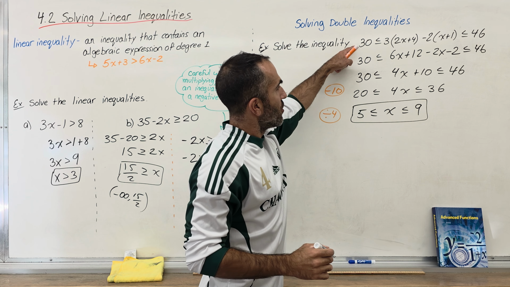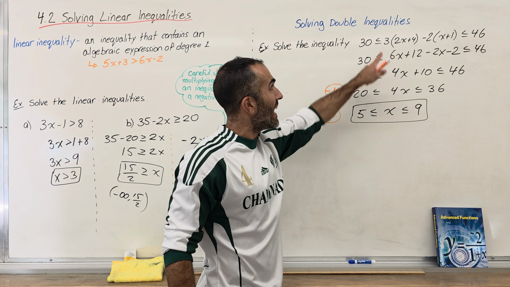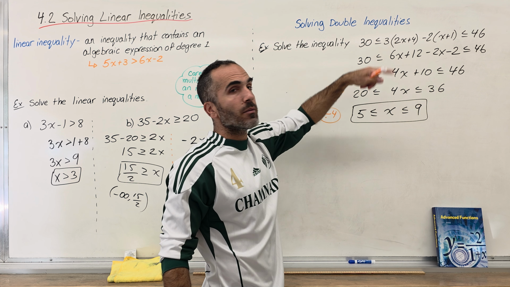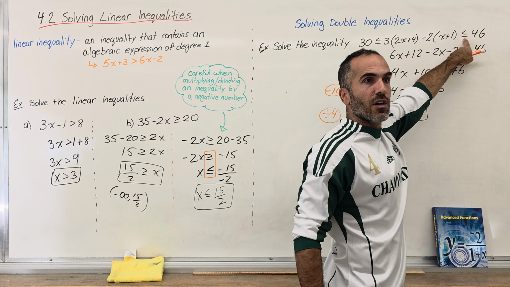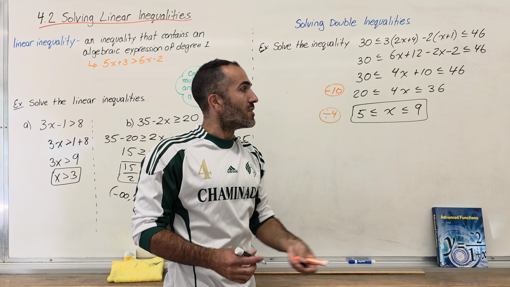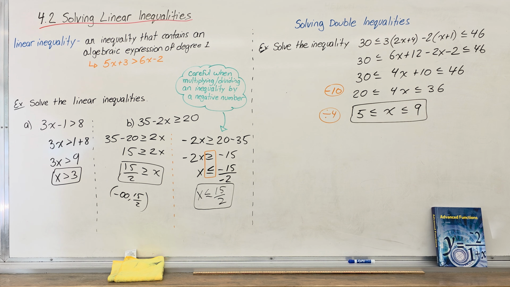So this statement up here is true in this interval. Any number between 5 and 9. If I plug in an 8 into x, that's going to be true. If I plug in a 10 into x, that's going to be false. This number in here is probably going to be greater than 46, and that's not what it's saying. Okay, so these are the only numbers that are going to be solutions in this inequality. Okay, and that's it. Pretty easy section for 4.2.